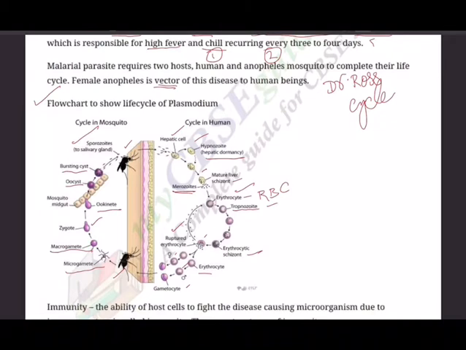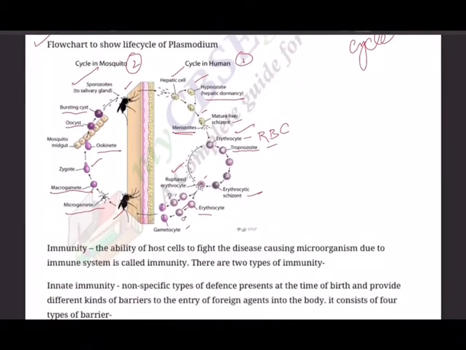So there they stay. So when the female Anopheles mosquito bites the next healthy person, these sporozoites are released into the healthy person, and the healthy person gets infected. So this is how the Plasmodium has got to have two hosts, that is, one is the human being, second is the mosquito. So two hosts are required to complete the life cycle.